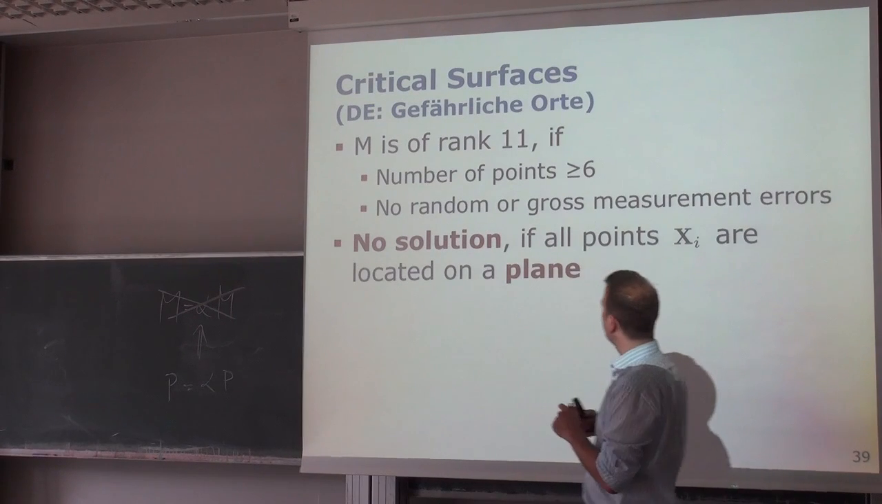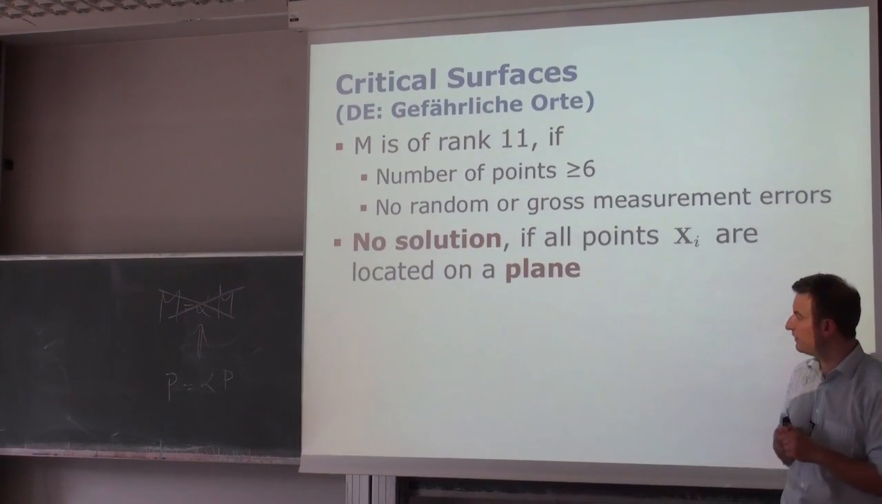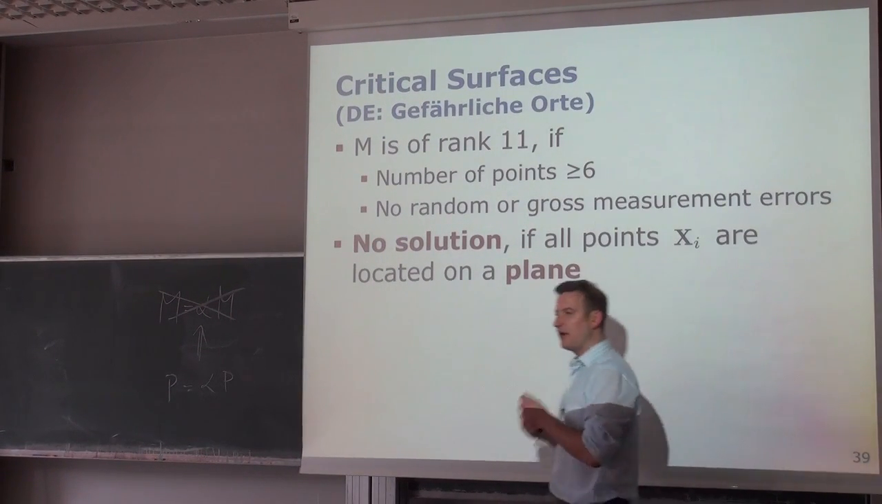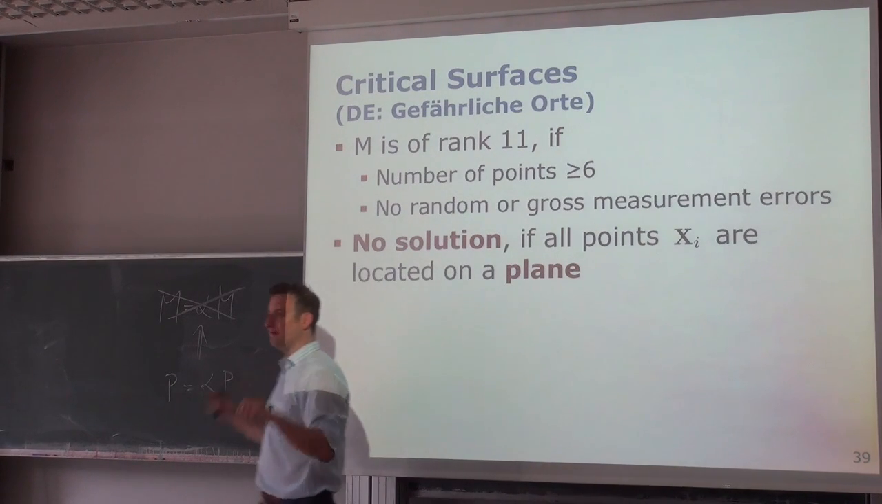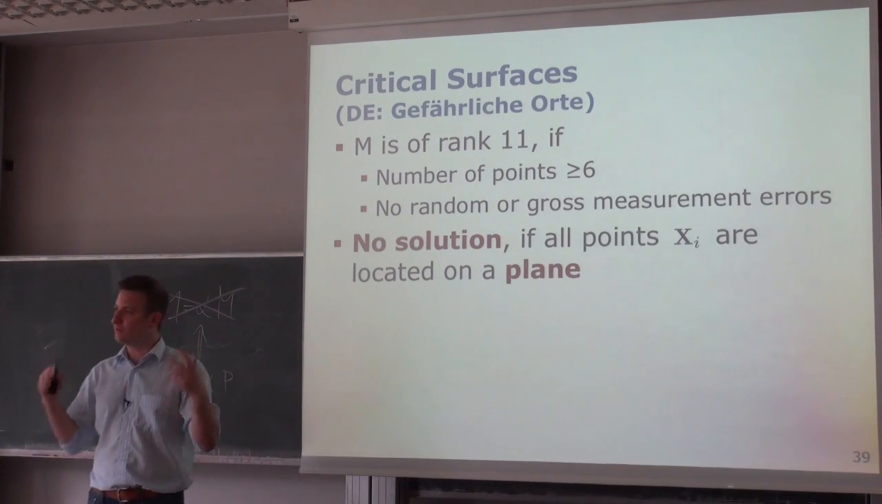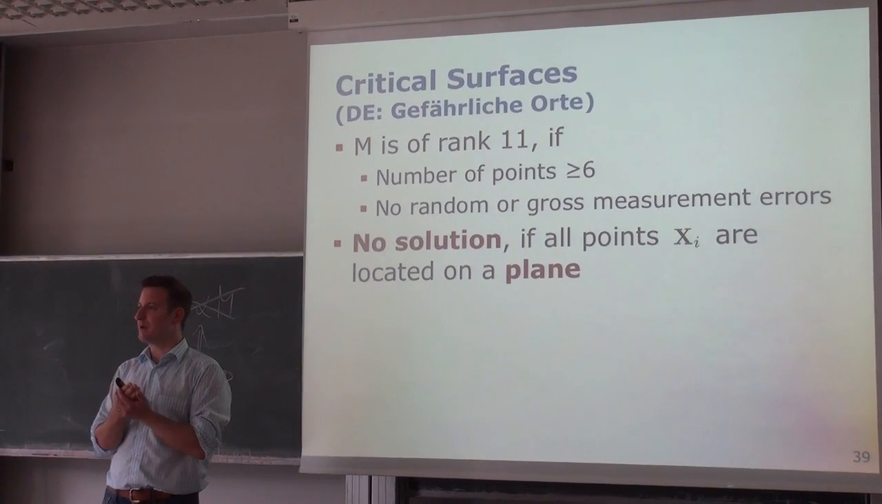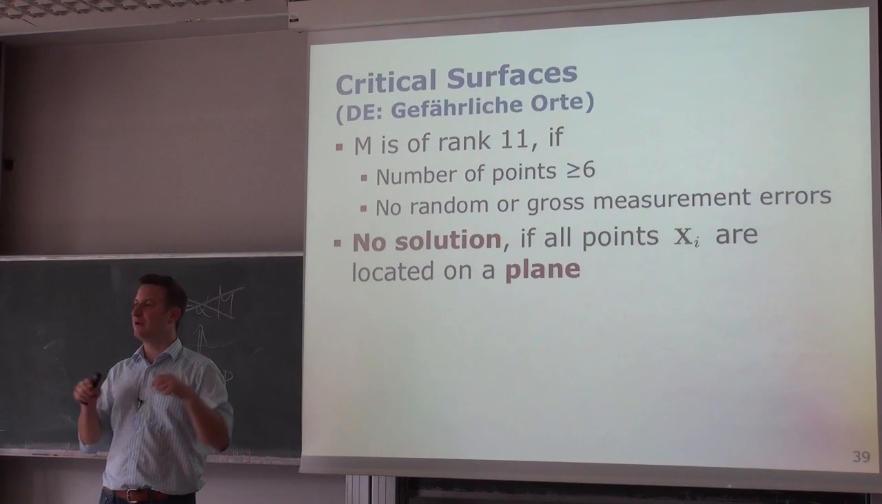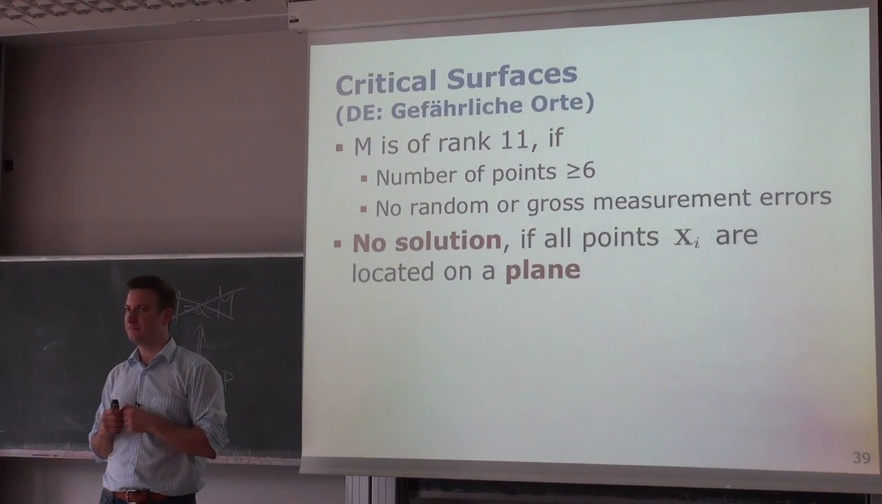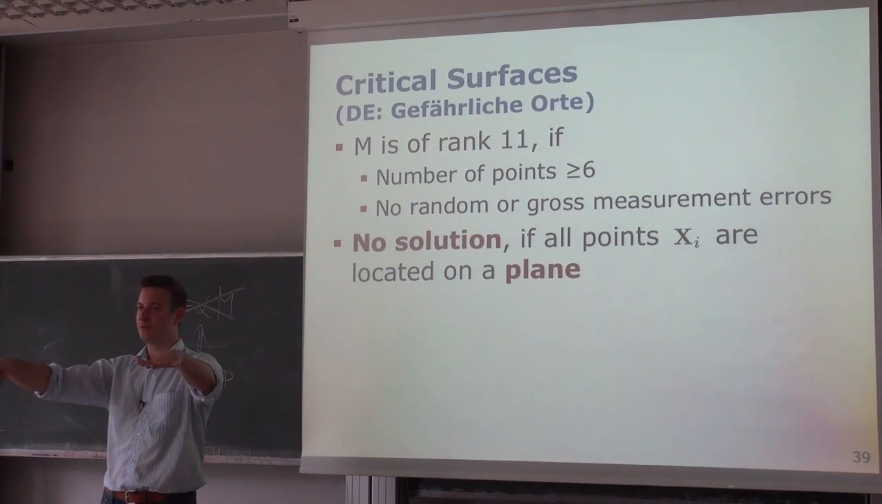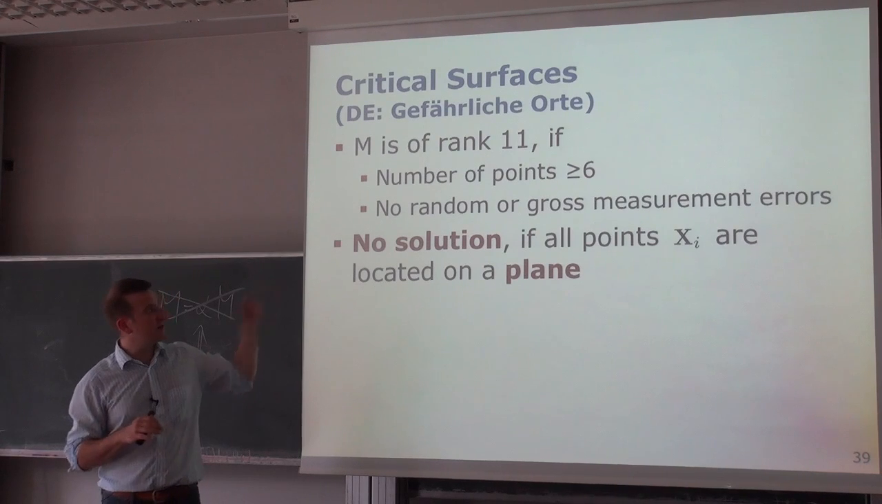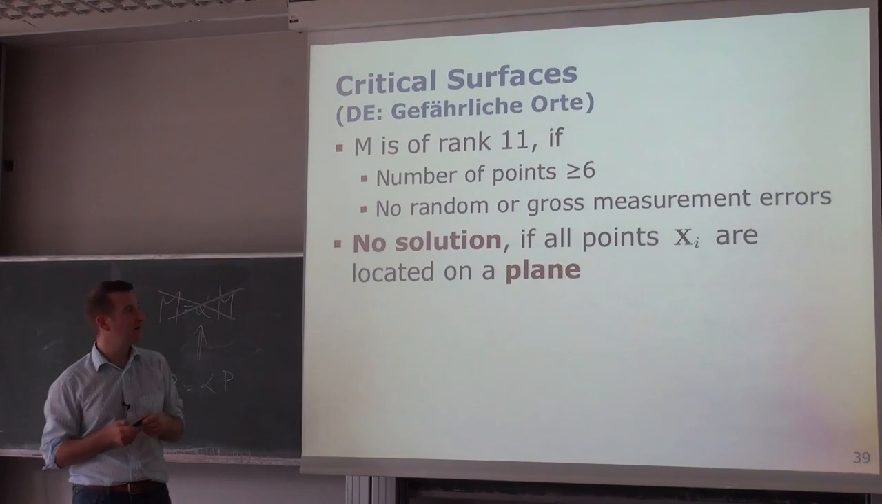And one of the critical points for the DLT, especially in aerial photography, is if I have control points on the ground and I want to use those control points on the ground in order to estimate the parameters of my camera, and they are all lying on one plane. All the control points on the ground lie on one plane, then I actually can't find a solution. And we can actually show that.